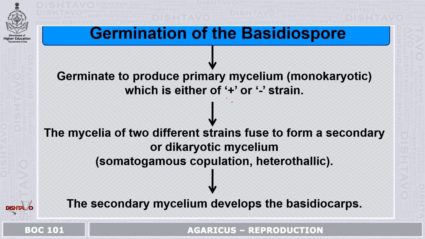If the basidiospore is of a plus strain, it will give rise to a mycelium of a plus strain. If it is of a negative strain, it will give rise to a negative strain primary mycelium. In any case, it is monokaryotic, that means it has a single nucleus. Now, these mycelia, plus strain and negative strain primary mycelium, will fuse and form the secondary mycelium. And by means of somatogamous copulation, they will form the reproductive structures, the basidiocarps, which bear the basidiospores.